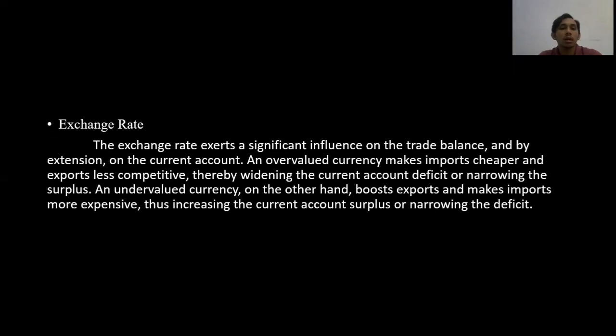The second is the exchange rate. The exchange rate exerts a significant influence on the trade balance and, by extension, on the current account. An overvalued currency makes imports cheaper and exports less competitive, thereby widening the current account deficit or narrowing the surplus. An undervalued currency, on the other hand, boosts exports and makes imports more expensive, thus increasing the current account surplus and narrowing the deficit.